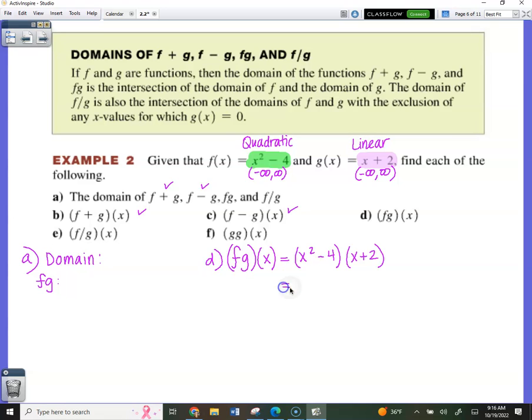It's up to you. If you do first, outer, inner, last, first times first, outside times outside, inside times inside, and last times last, and there's no like terms. So I had no restrictions. I multiplied them together. I developed a cubic. Do I have any restrictions? No. So the domain is all real numbers.